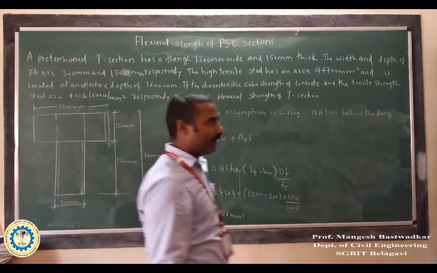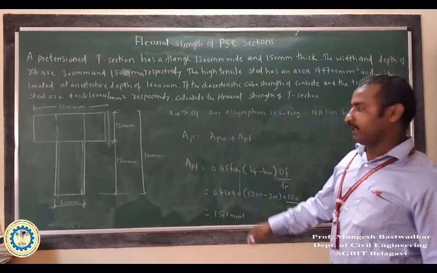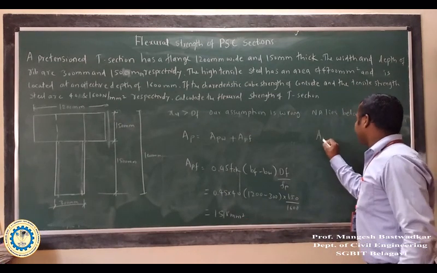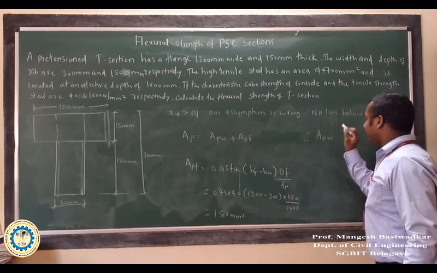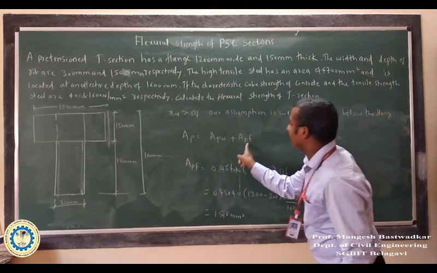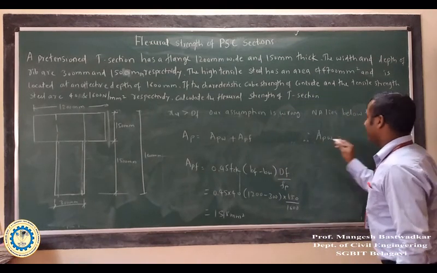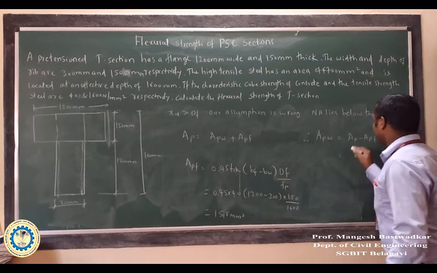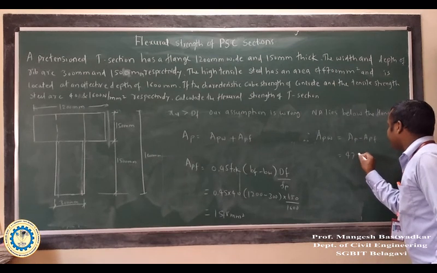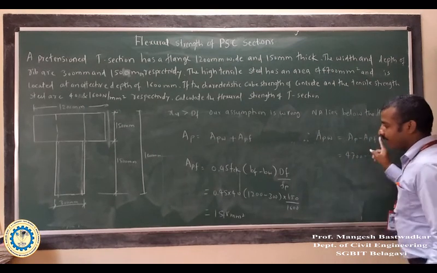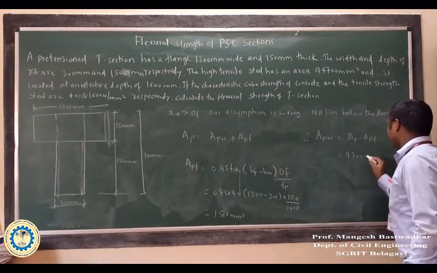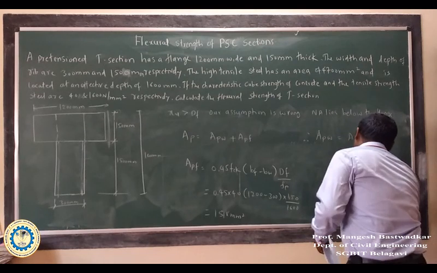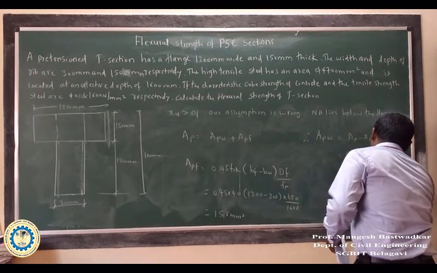Then we can calculate the area of pre-stressing steel required for the web portion. Therefore, APW is equal to AP minus APF. AP is the total steel, which is 4700, and APF, the steel required for the flange portion, is 1518. So you will get this value equal to 3182 mm square.